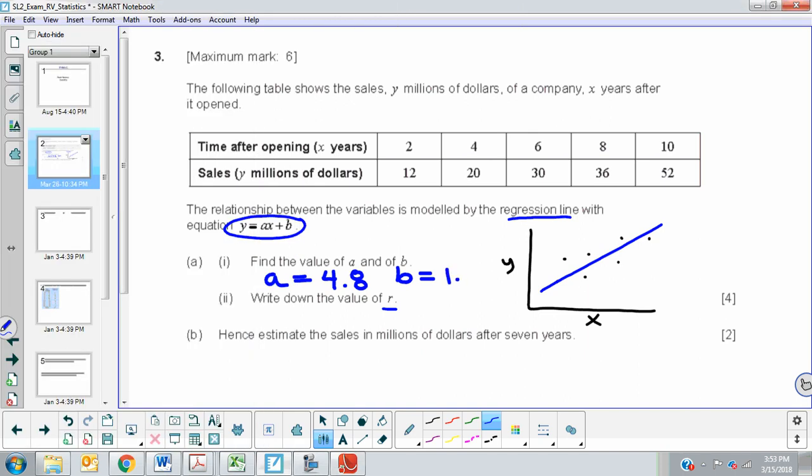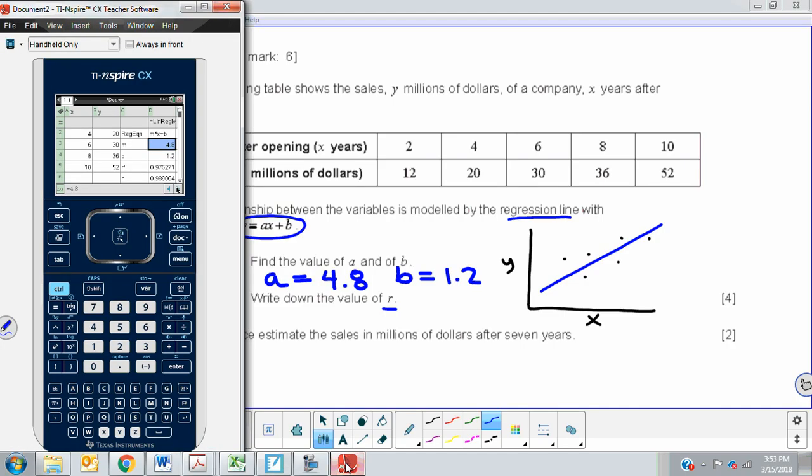And then write down the value of R. So we just need to be careful that we're rounding correctly to at least 3 significant figures. When I go back to the calculator screen, the R value is 0.988.